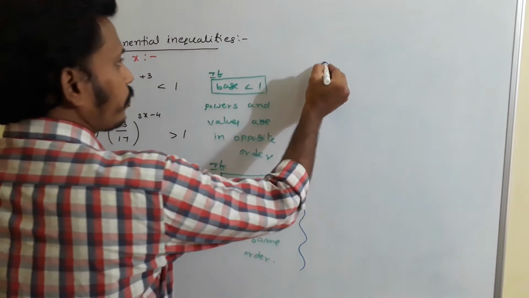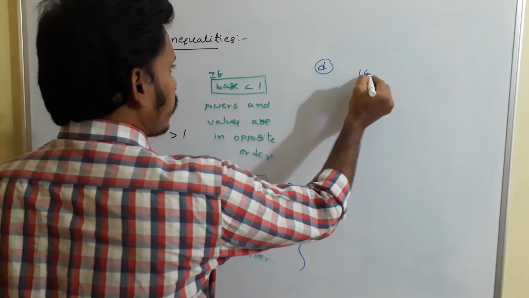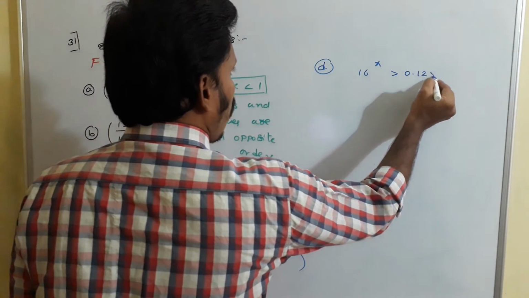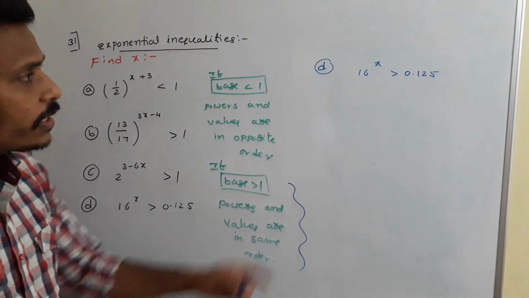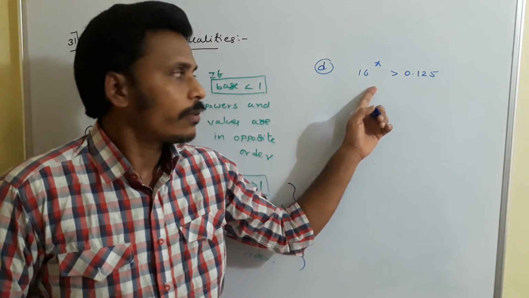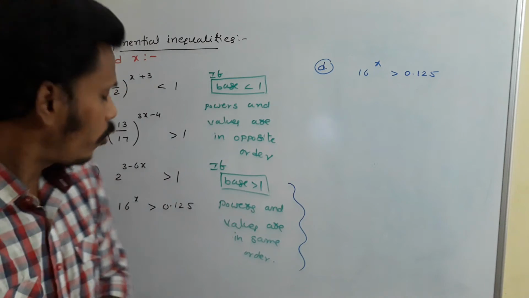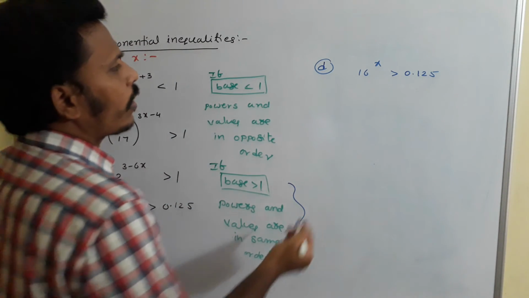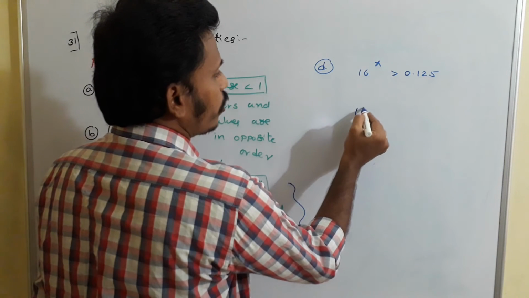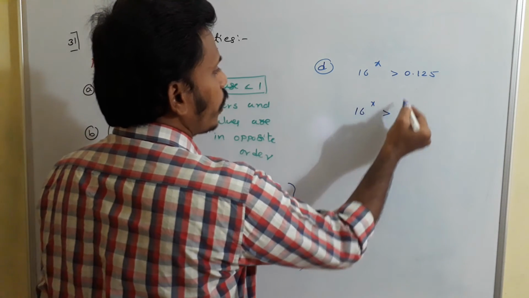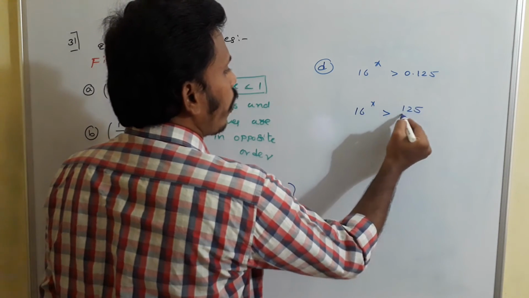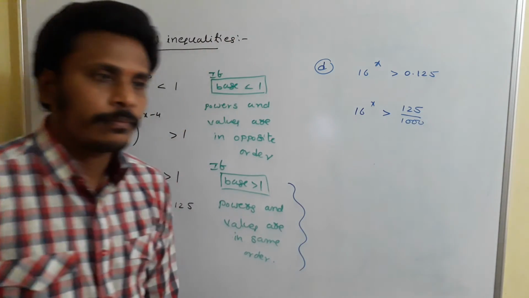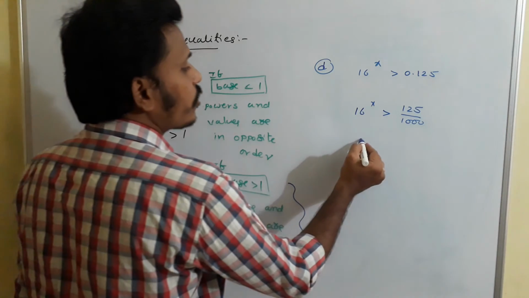And then, you just go for bit D. What is that? 16^x is greater than 0.125. Here on this side the base is 16 and on that side 0.125. See, we need to think about that x. So what I will do is, 16^x is greater than, you just try to simplify this 0.125, which is 125 by 1000, right? And this is 16^x.